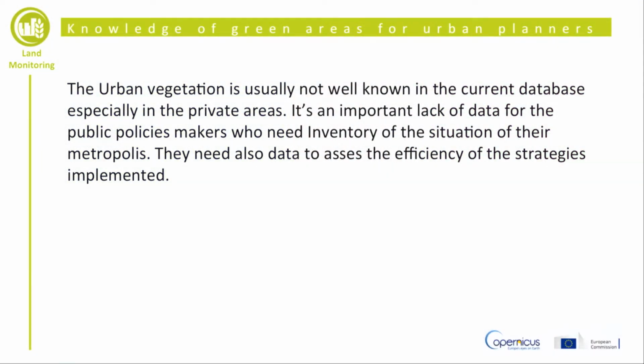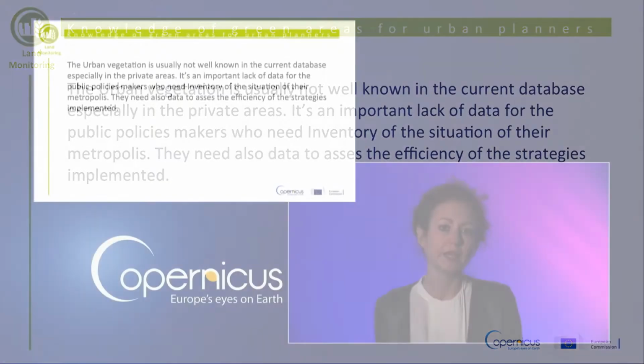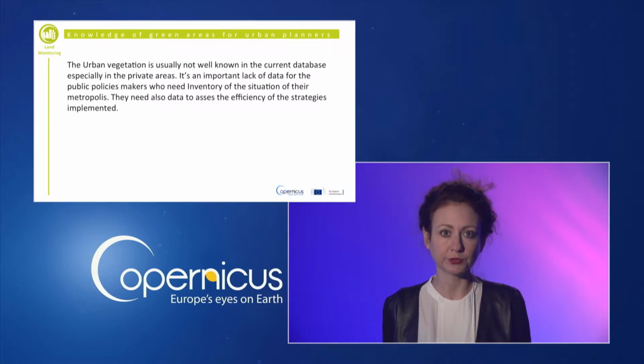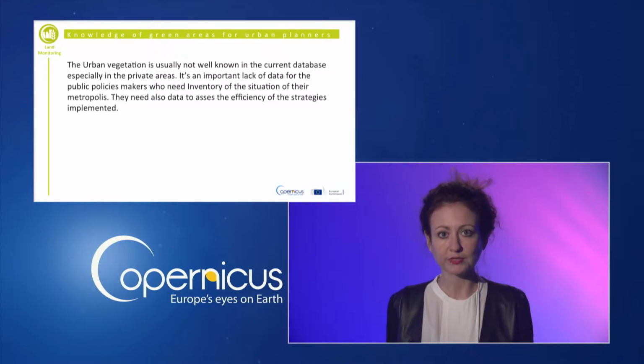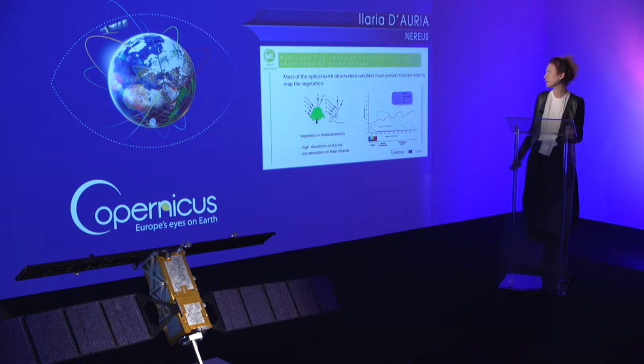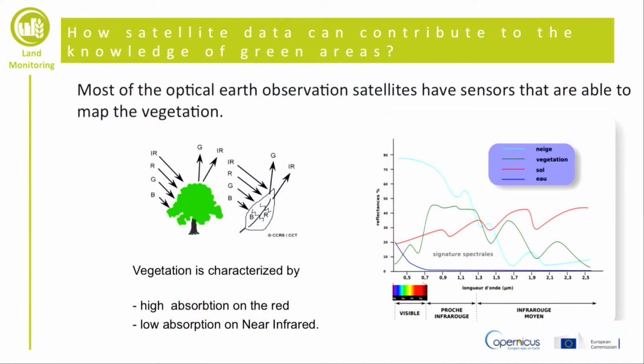The urban vegetation is usually not well known in the current databases, especially when we look at private areas. It's an important lack of data for the public policymakers who need an inventory of the situation of their metropolis. They also need data to assess the efficiency of the strategies that they are actually implementing. So how can satellite data contribute to the knowledge of the green areas?